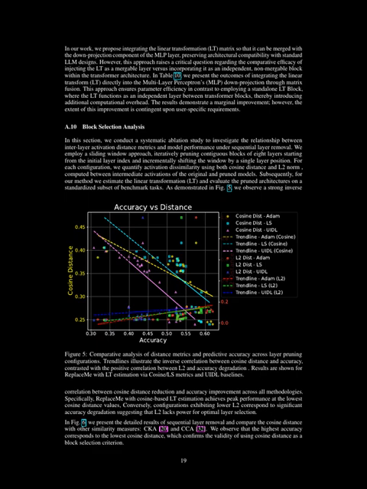In this section, we conduct a systematic ablation study to investigate the relationship between interlayer activation distance metrics and model performance under sequential layer removal. We employ a sliding window approach, iteratively pruning contiguous blocks of 8 layers starting from the initial layer index and incrementally shifting the window by a single layer position. For each configuration, we quantify activation dissimilarity using both cosine distance and L2 norm, computed between intermediate activations of the original and pruned models. Subsequently, for our method, we estimate the linear transformation LT and evaluate the pruned architectures on a standardized subset of benchmark tests.